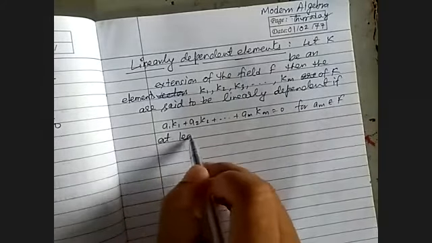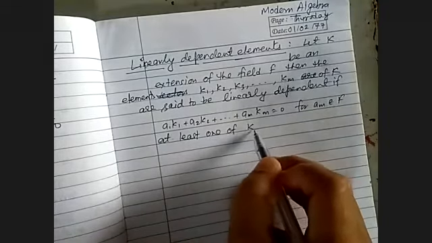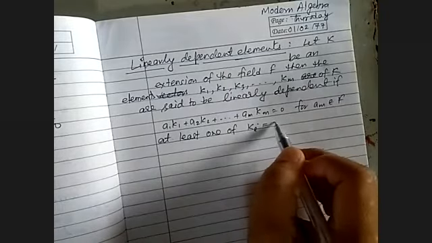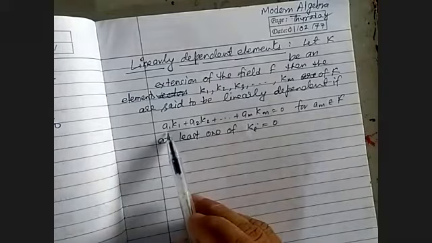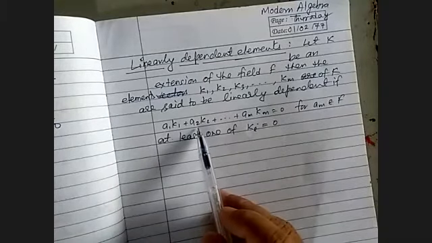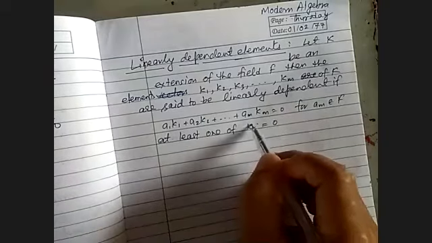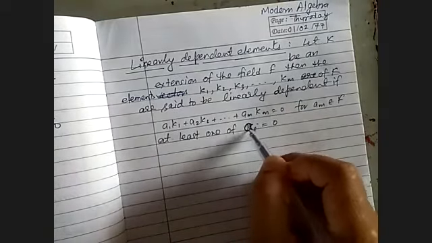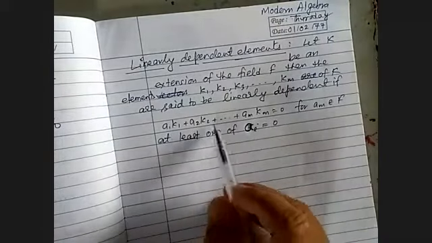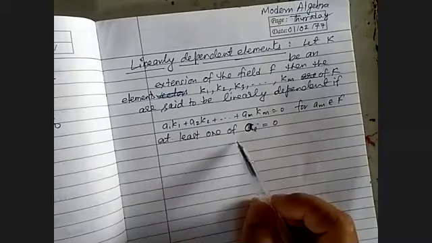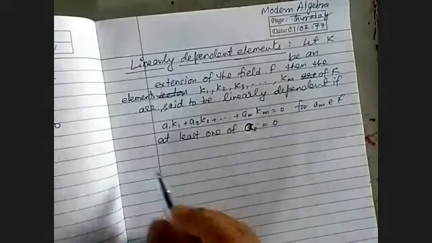at least one of Ai's is not equal to 0. Means if this sum is equal to 0, then either A1 is 0 or A2 is 0, A3, A4, Am, any one of them, at least any one of them is 0. I'm telling about A, not K, okay? Means at least any one of them should be 0. Then we say that these vectors K1, K2, Kn, Km are linearly dependent.